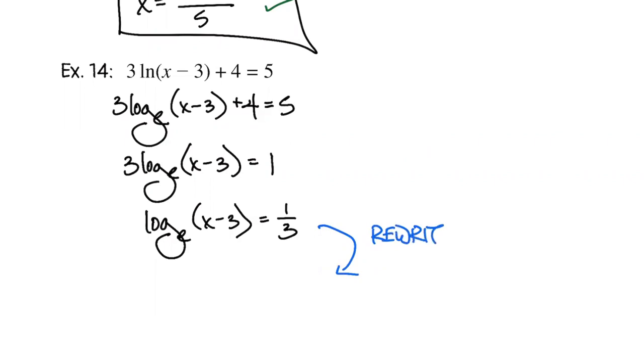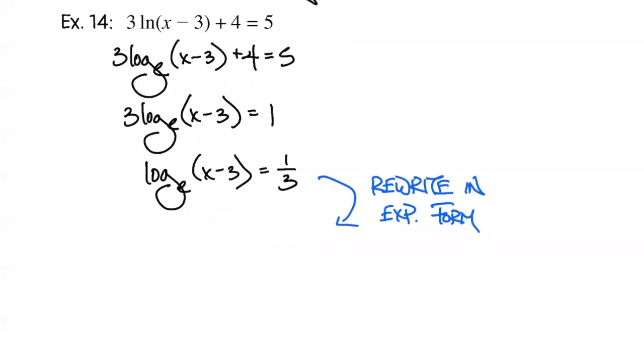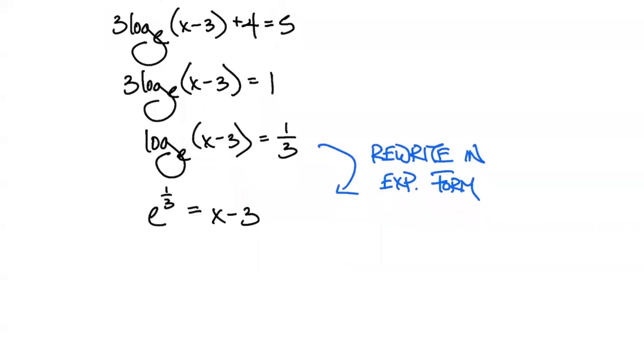Let's rewrite in exponential form. My base is e. I'm going to raise it to the power of 1/3, and that equals x minus 3. One last step to get x by itself: I'm just going to add the 3 to the other side. Okay.